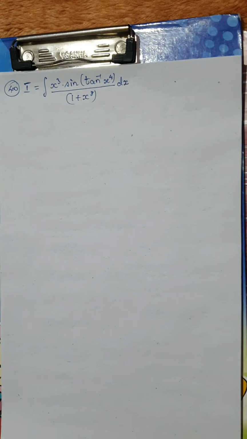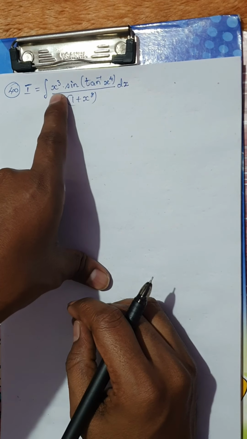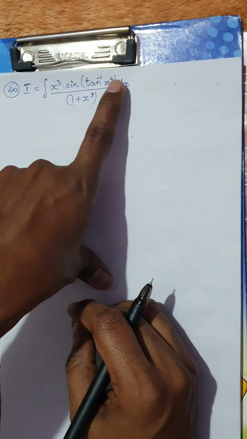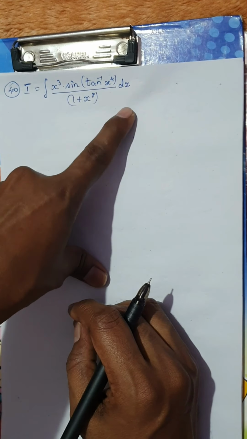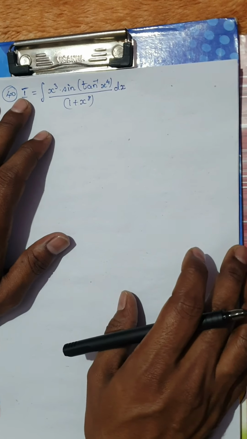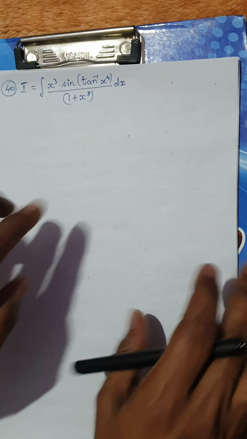We have a few more questions left over which are quite different from the other questions, students. Now let us look at the next question. I have the integral of x cube into sine of tan inverse of x power 4 divided by 1 plus x power 8, dx. Okay, this is quite a tricky question. These types of questions you can expect in CET. But anyhow, let us solve this.